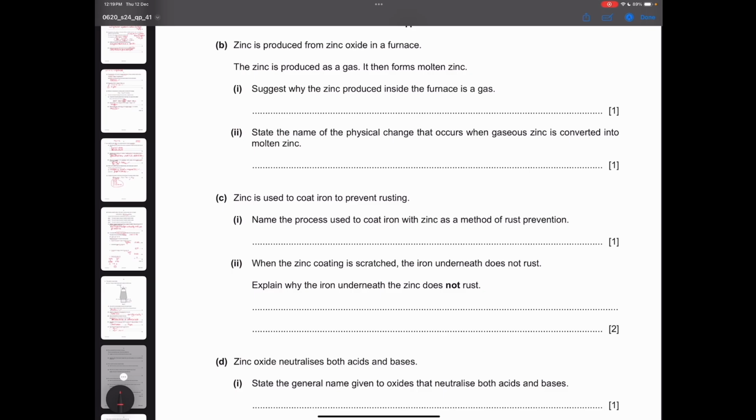What can we write here? Because the temperature in the furnace is higher than the boiling point of zinc. Very simple. State the name of the physical change that occurs when gaseous zinc is converted to molten zinc. So they're just asking gas to liquid. What is gas to liquid? Condensation.